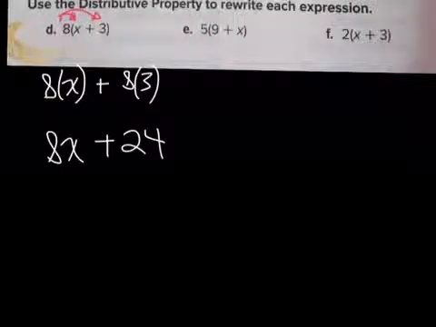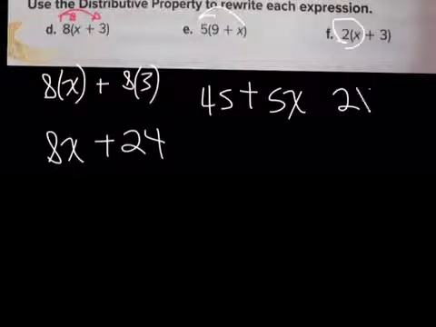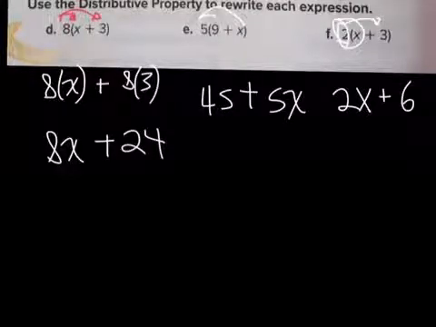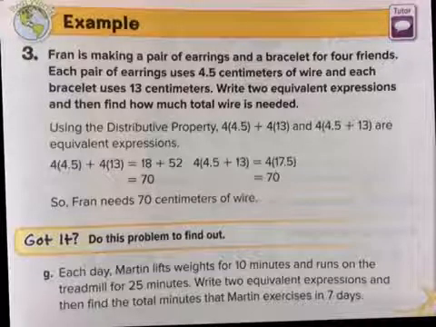Then the next one, 5 times 9, I know what 5 times 9 is, 45, and now 5 times x is 5x. See? And over here I have 2 times x, so it's 2x, right? And 2 times 3 is 6, plus 6. And there you go.